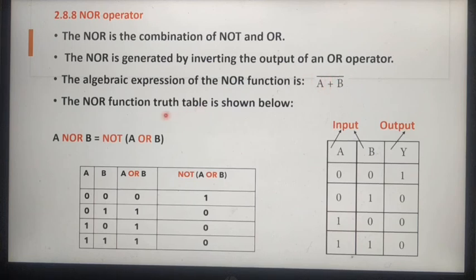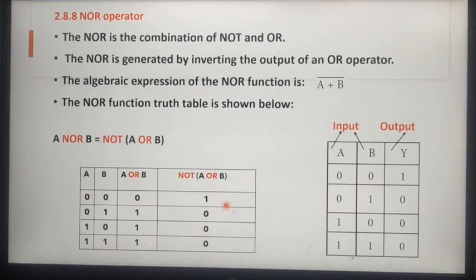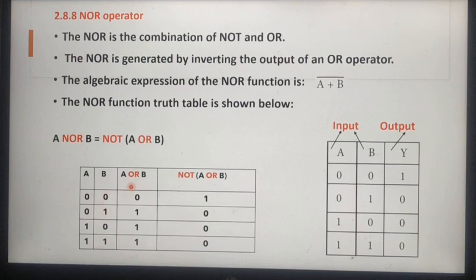The NOR function truth table is given below. This is the truth table for the NOR function. Here A NOR B is equal to NOT of A or B. First we have to find A or B. In A or B, if any one of the inputs is true, the output will be true. If all the inputs are false, the output will be false. Then we have to negate A or B. In the negation, all the zeros are converted into 1, and all the ones are inverted into zeros. It's the truth table for the NOR function.